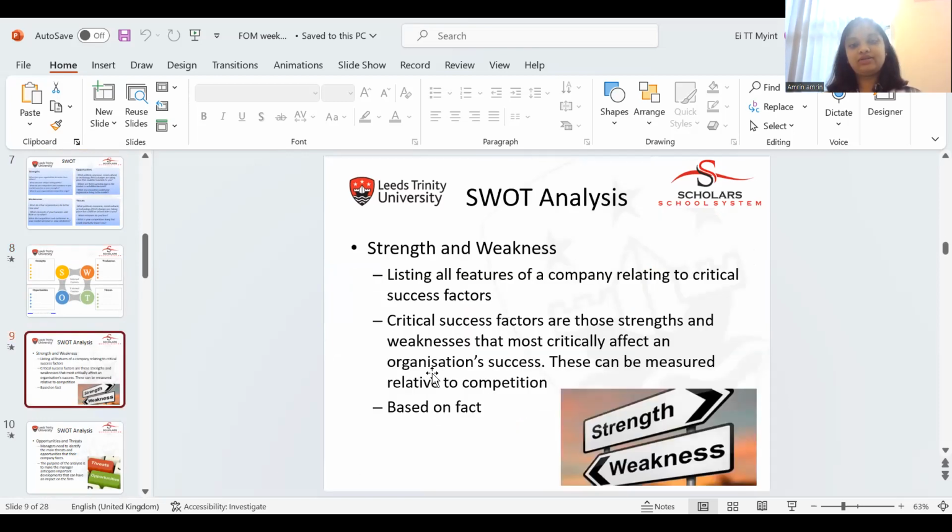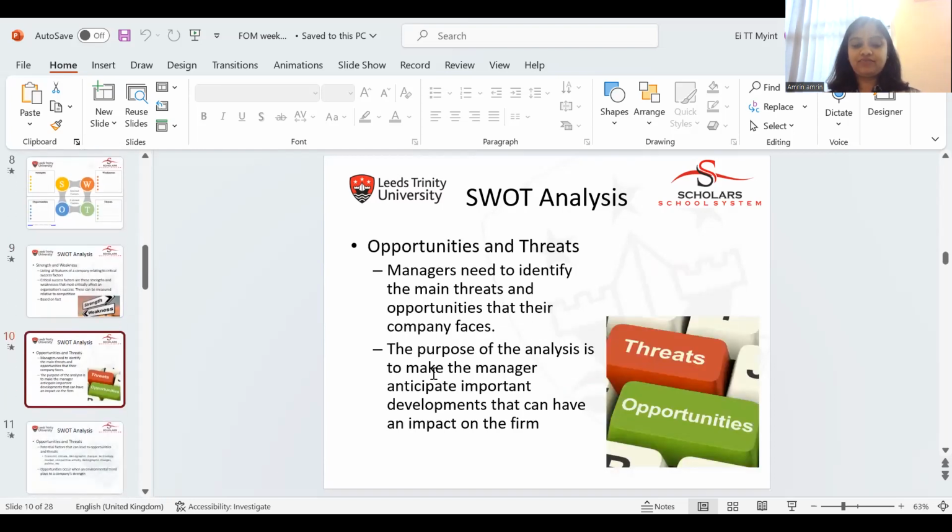In SWOT analysis, strengths and weaknesses mean listing all features of a company relating to critical success factors. What are the factors by which your company is getting success? Just write it down. Critical success factors are those strengths and weaknesses that most critically affect an organization's success. These can be measured relative to competition, and based on facts, you can write down the strengths and weaknesses.